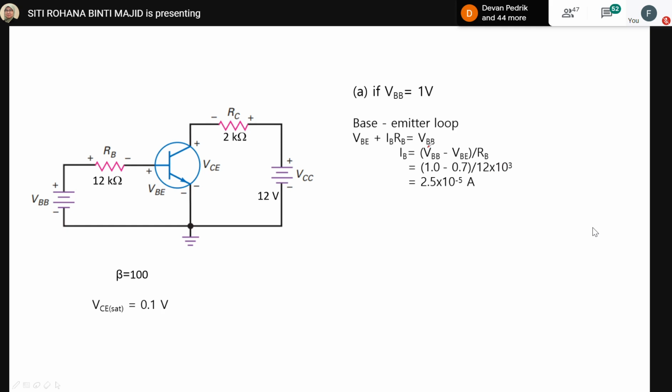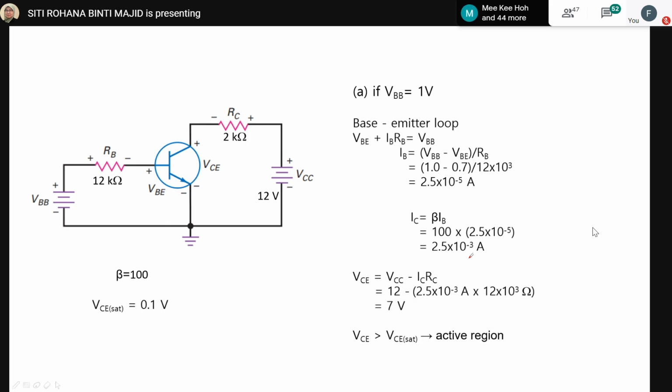So the base-emitter loop is the input loop. Next, we already know IB. Because I already mentioned that once IB has a value, IC also has a value, we should know the value of IC. IC is beta IB. Beta is given as 100, and you substitute the value of IB calculated from Ohm's law using the input loop, and then you will get 2.5 milliampere.